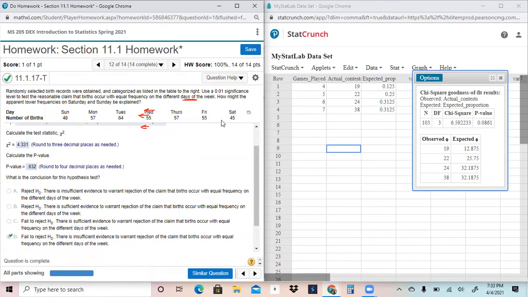So that's all you have to do on the goodness of fit tests. With StatCrunch, it's actually pretty easy.